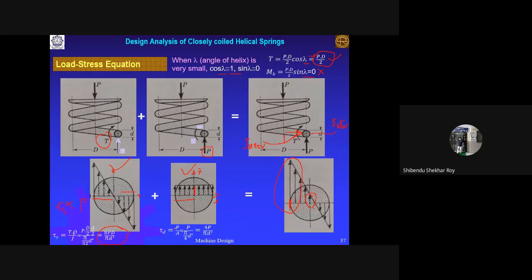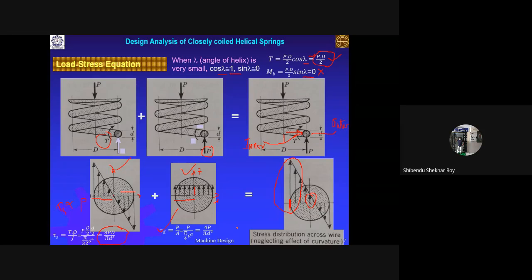You know tau d equals simply P by A. It is the direct shear stress. So remember, this is the direct shear stress. The force is acting tangent to the cross section, and that is why it is called shear stress, and it is called direct shear stress. That is equal to P divided by area, P divided by pi by 4 d square, that means 4P by pi d square. Now add these two.